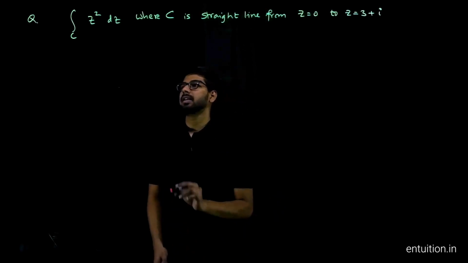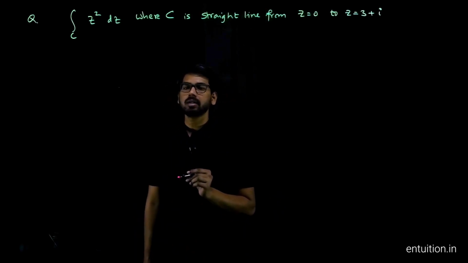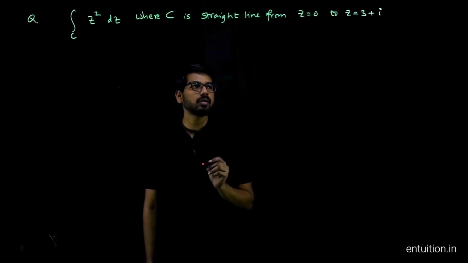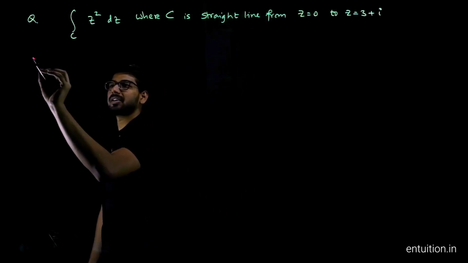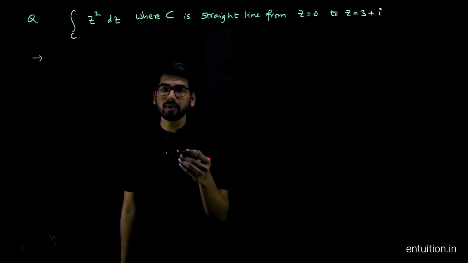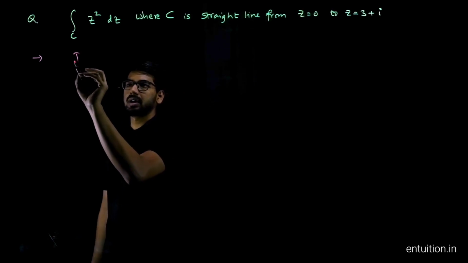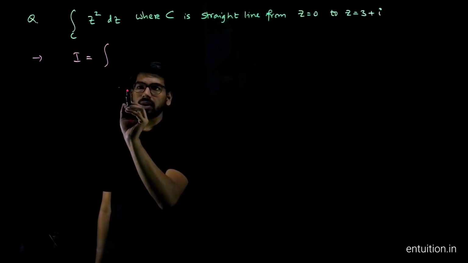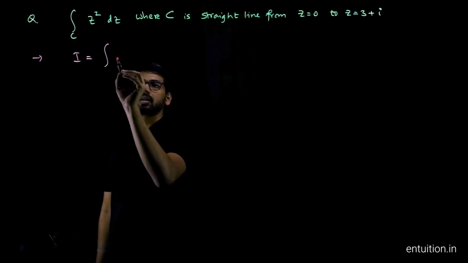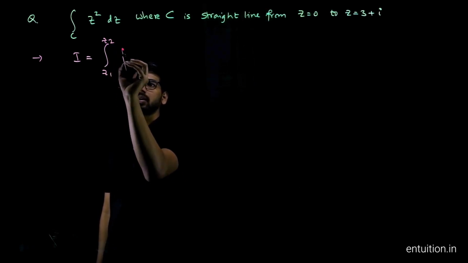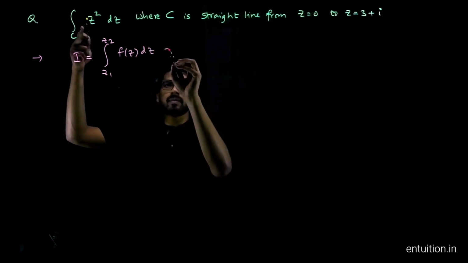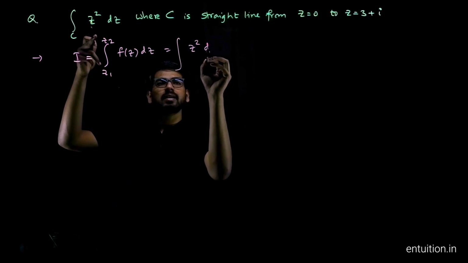Okay, so the question is: integrate z square along the curve C, where C is a straight line from z equal to 0 to z equal to 3 plus i. What is this given? We'll write this in terms of the information we know. Integration is represented as I equal to the integral from z1 to z2 of f of z dz. So this question is given as the integral of z square dz.